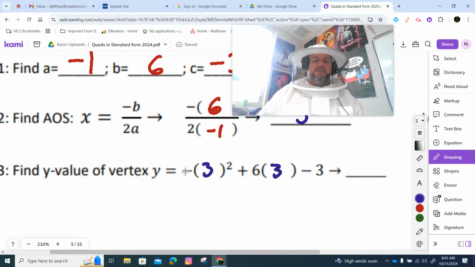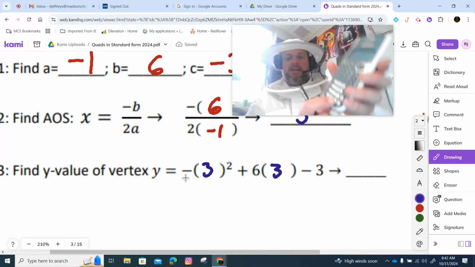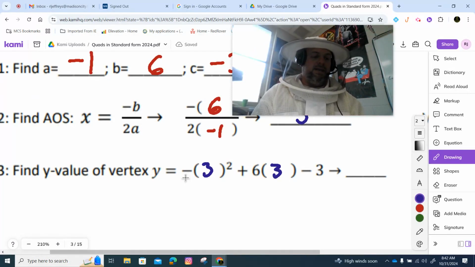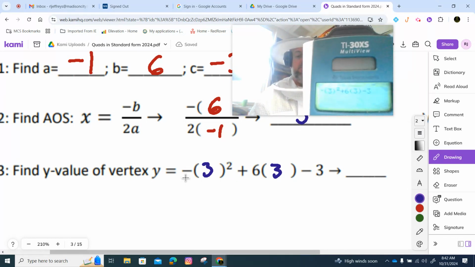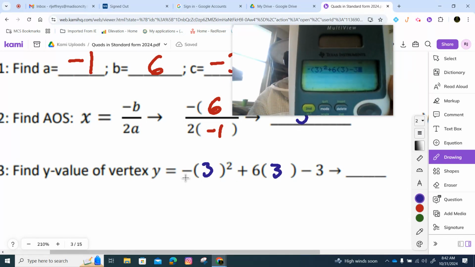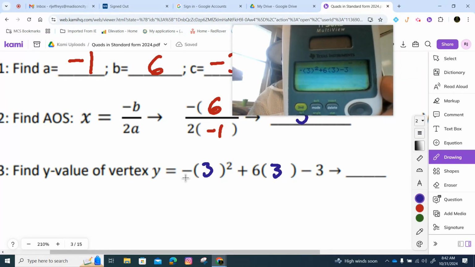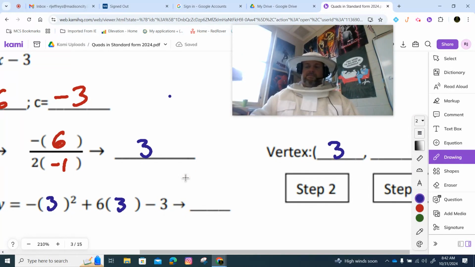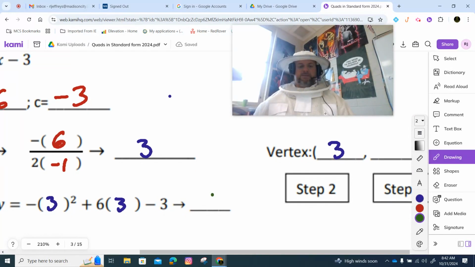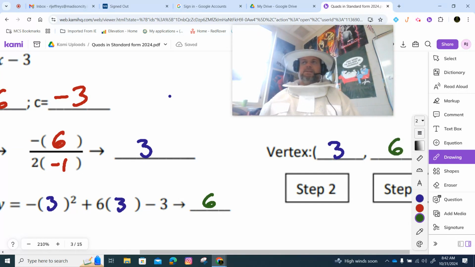This is a negative. This is not a subtraction sign. That's actually a negative. So this is a negative, parenthesis 3. Yes, it does matter where you put that. Plus 6, parenthesis 3, subtraction 3. Okay? So be careful. Take your time. Think. All right, so we get 6 here, we get 6 here.